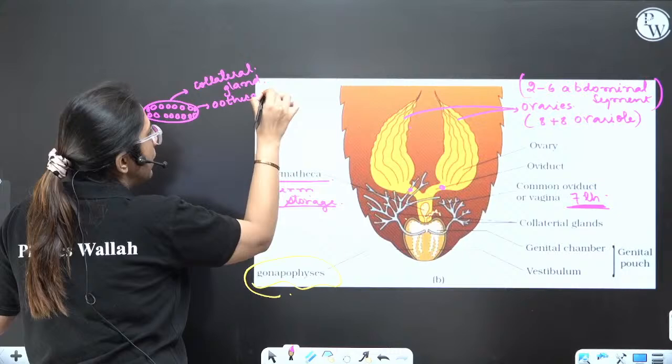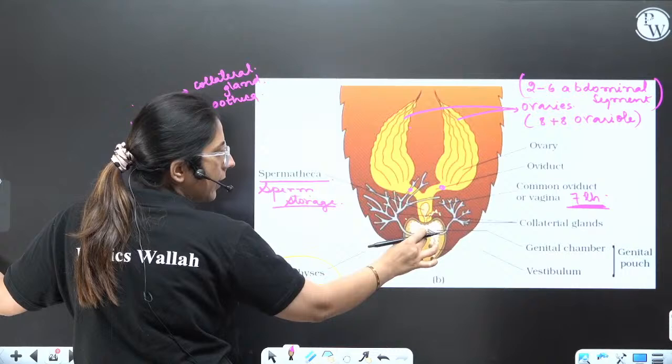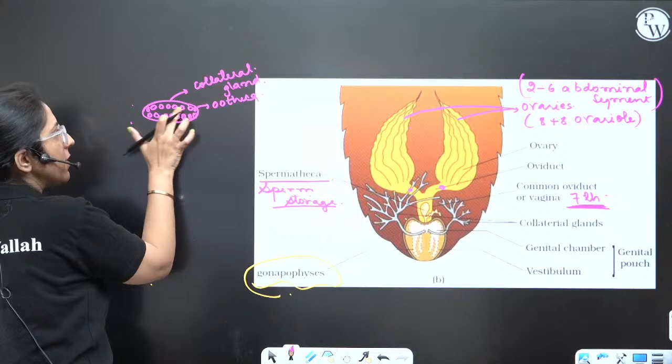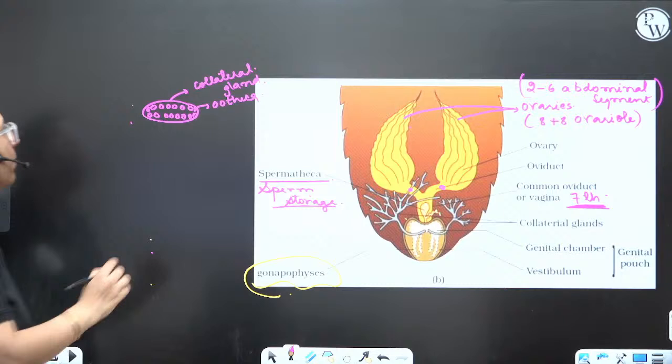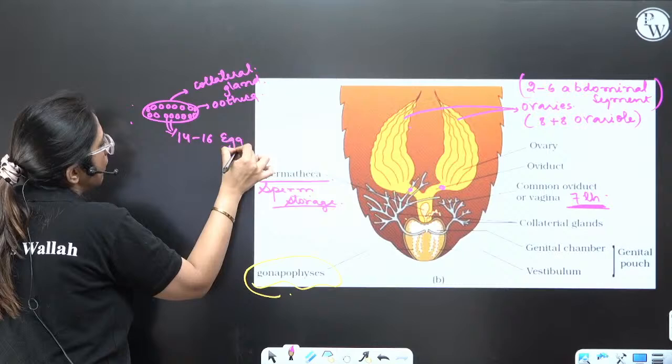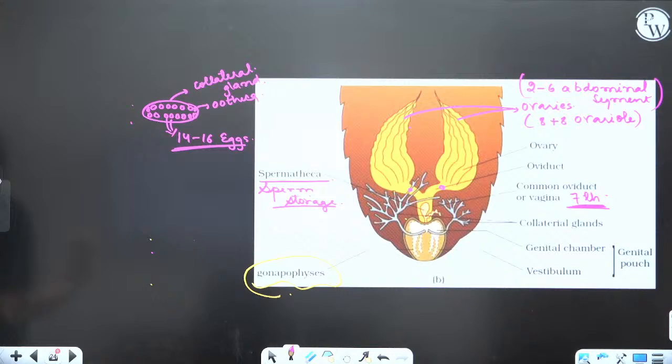So, listen to this again. 8 eggs will come from this side, 8 eggs from this side. Total 16 eggs will come over here, right? The spermatheca will release the sperm. There will be fertilization, right? After fertilization we get the eggs. Can you see these eggs? Now, the collateral glands, which are present over here, will release the ootheca. They will form an ootheca around it. So, how many eggs are present in one ootheca? There will be 14 to 16 eggs. 10 to 11 such ootheca will be released by a female.